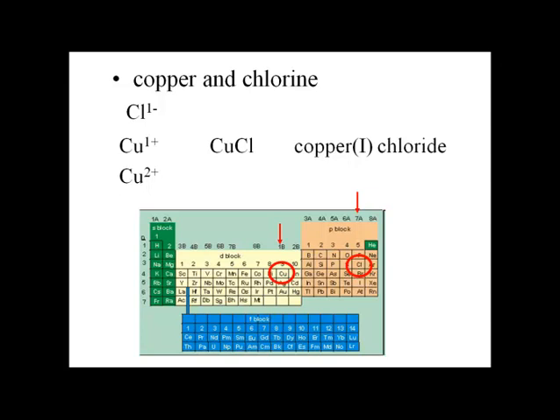For the compound with copper 2+, we would need 2 chlorides to neutralize 1 copper ion. The chemical formula is CuCl2. The name of this compound is copper(II) chloride. Keep in mind that the Roman numeral corresponds to the charge on the ion, not to the subscripts in the formula.